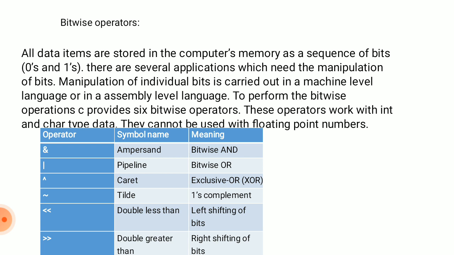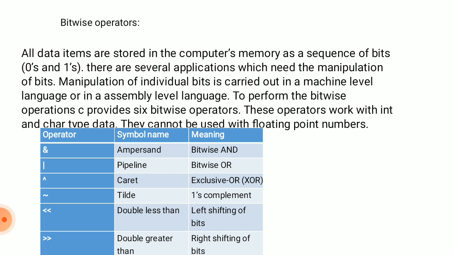And here the C program provides 6 types of bitwise operator. These operators only work with integer type and character type of data. They cannot be used with floating point data. So the bitwise operator can only work with integer type and character type of data. In bitwise operators we will see how the bits are manipulated and how they are carried out.